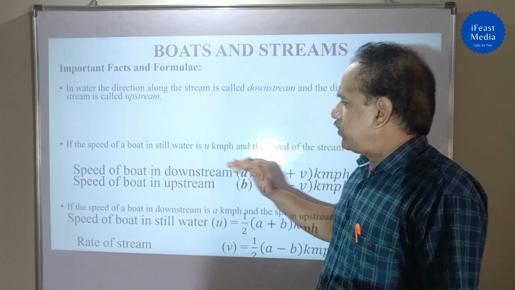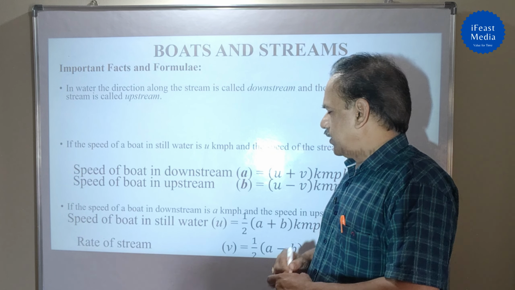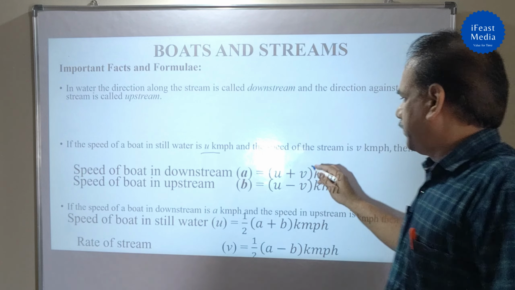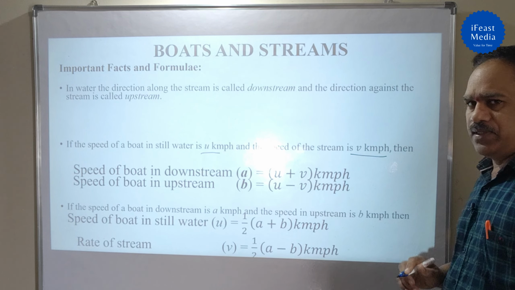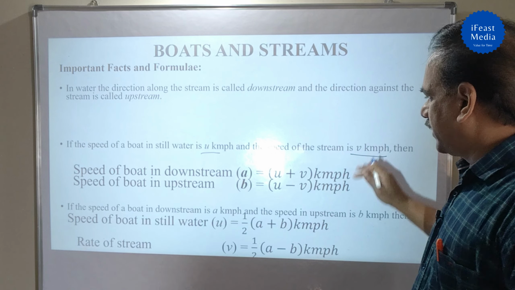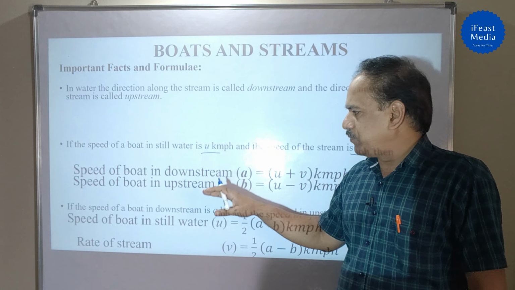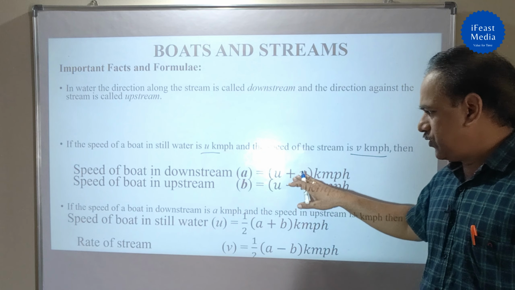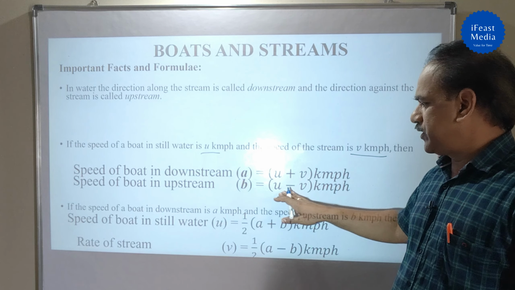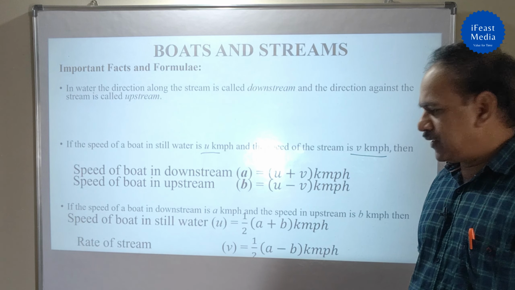If the speed of the boat in still water is u kmph, and speed of the stream is v kmph, then speed of the boat in downstream is u plus v, speed of the boat in upstream is u minus v.